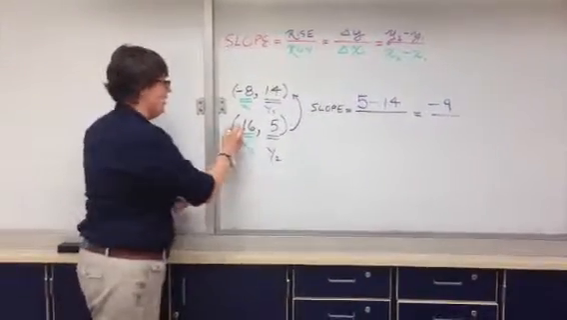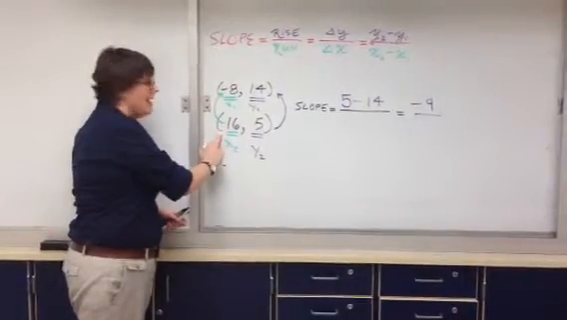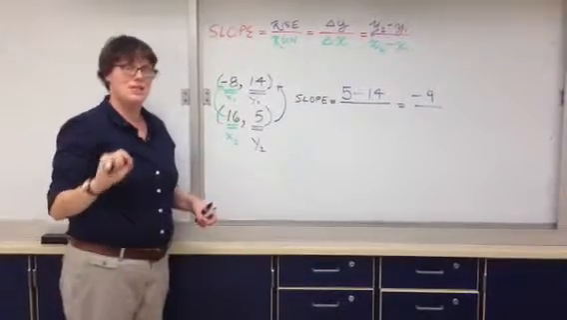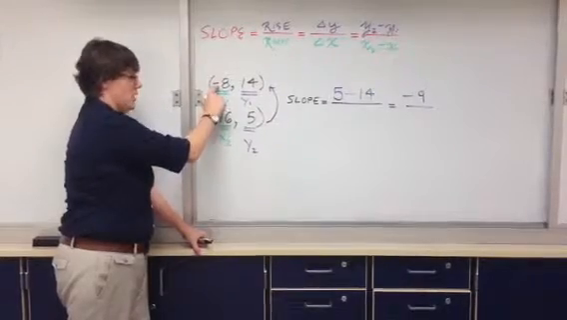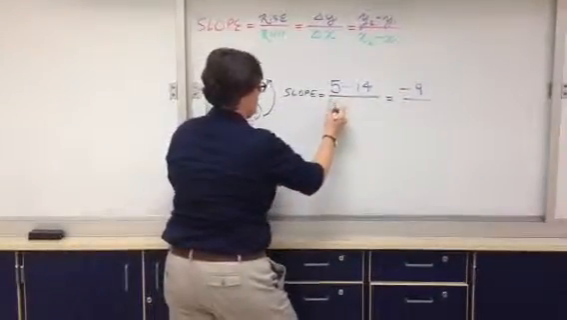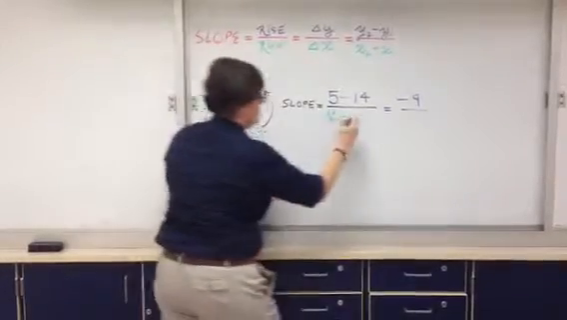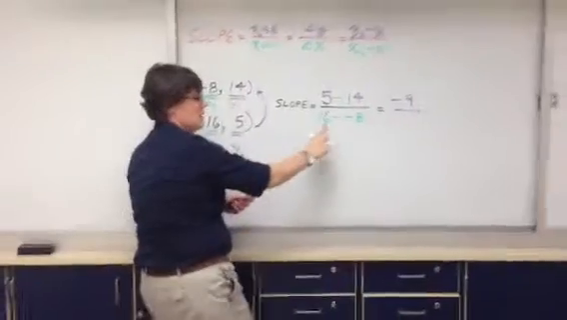Okay, now I look at the x's. I need to do the bottom x minus the top x. 16 minus -8. Be very, very careful when there's a negative in the problem to make sure you're subtracting the negative. I have 16 minus -8, which actually turns into an addition problem.